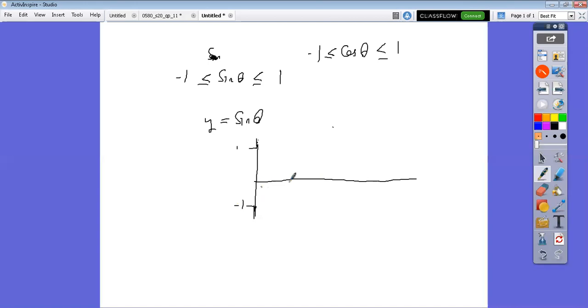So let's have 0, 90 degrees. I'm going to divide into 4: 180, 270, and 360. Clear, everyone? Remember, these are degrees.